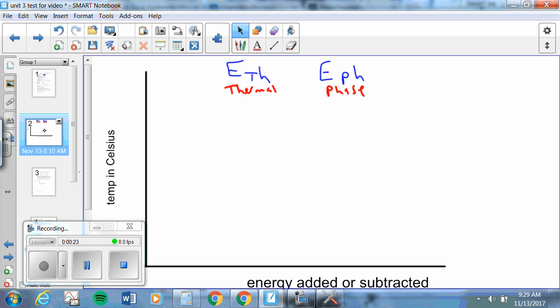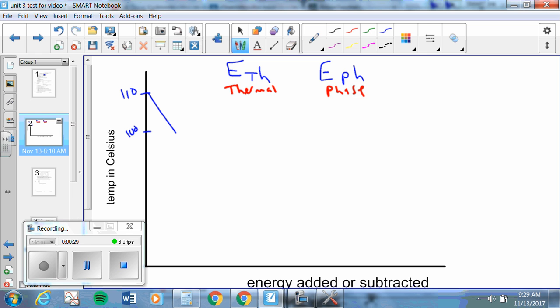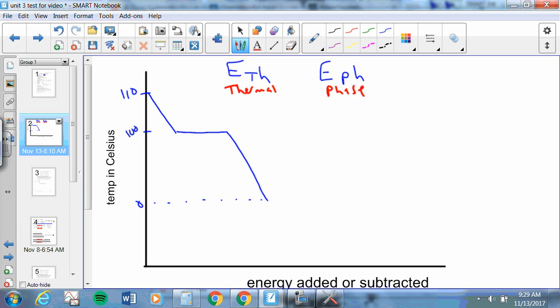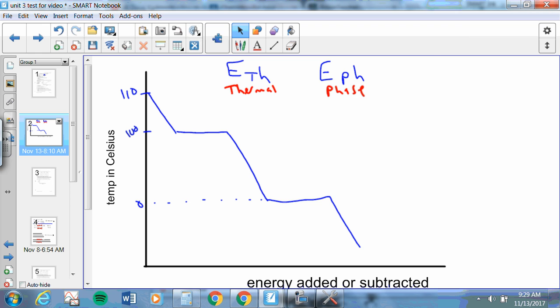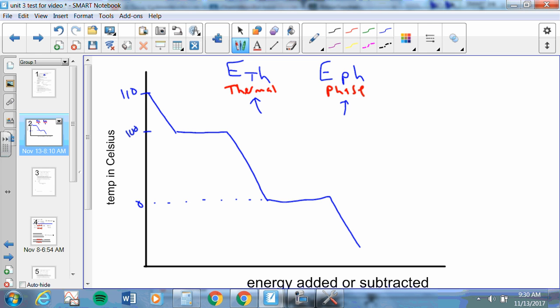If we remember, if we have something cooling, maybe it was steam, 110 degrees, it's going to cool off until it gets to 100, flatline while it condenses, cool off till it gets to 0, flatline while it freezes, and cool off some more. So the two energies we're going to be dealing with are thermal energy, which will mean a temperature change, and phase energy, where there's no change in temperature.